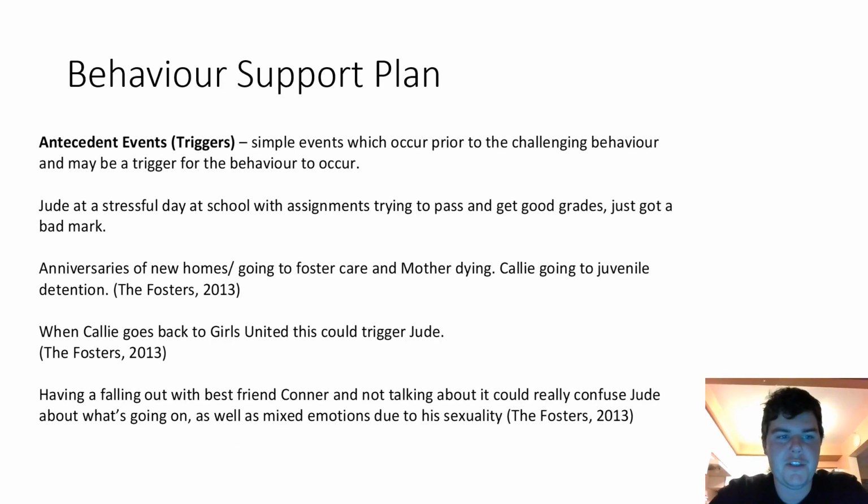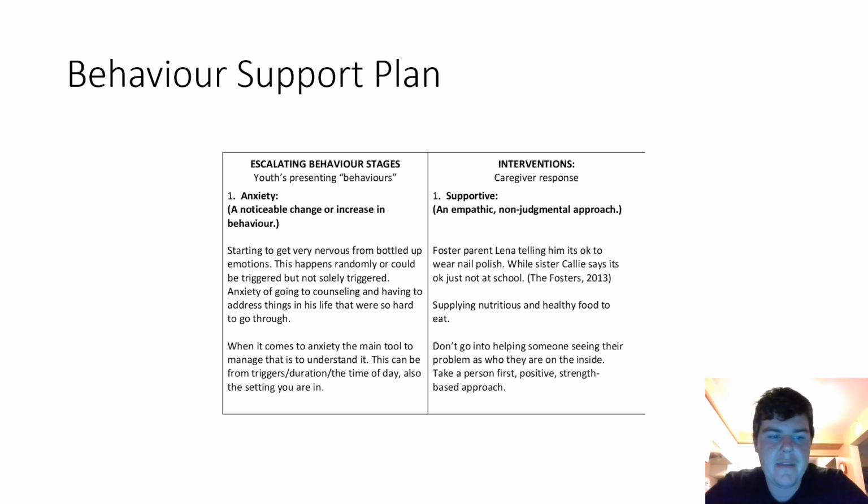So some triggers for Jude to watch out for would be a stressful day at school, lots of assignments, trying to get good grades, the anniversary of going to different homes, as well as his parents' accident, his big sister going to juvie and then to the group home Girls United, or when he has a fight with his best friend Connor. So the big thing with anxiety is to understand it. This can be done by monitoring the time of day and the duration.